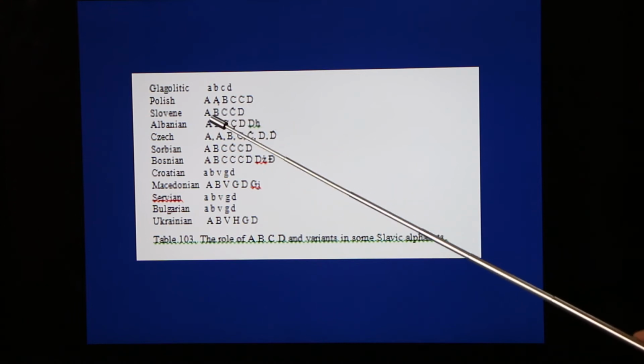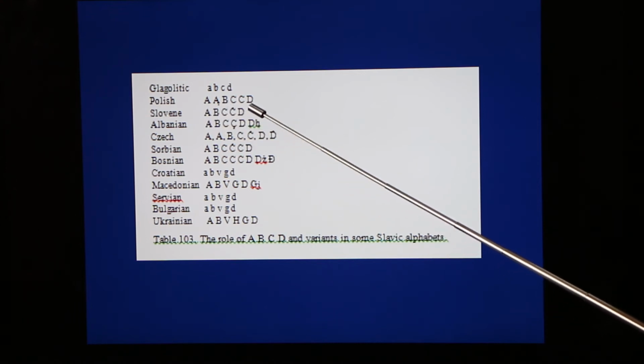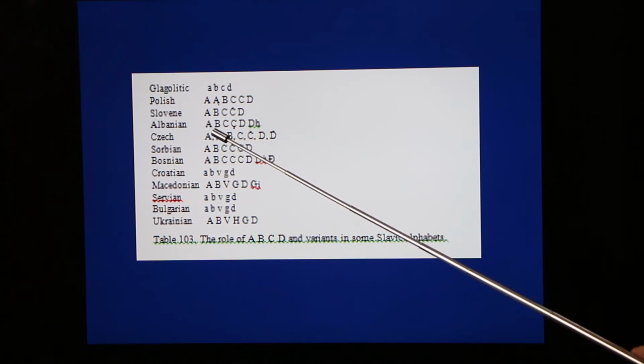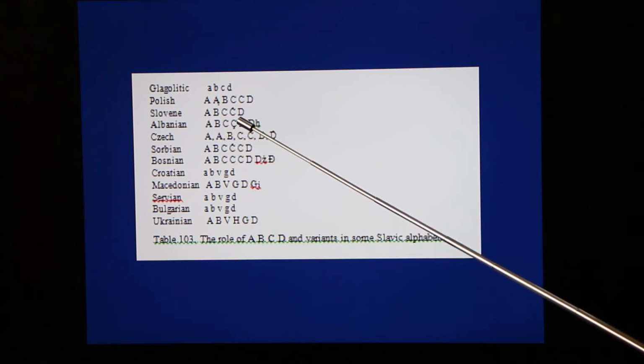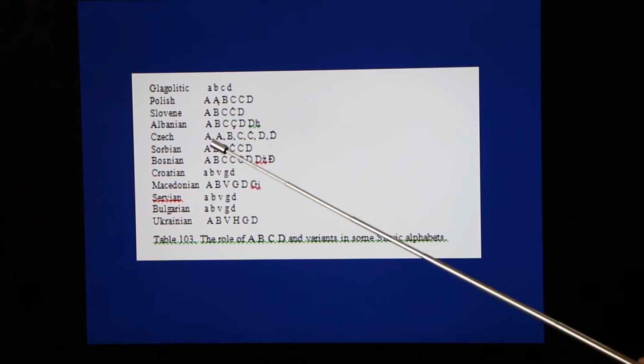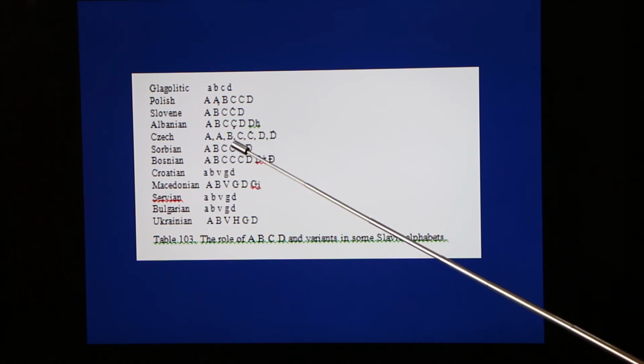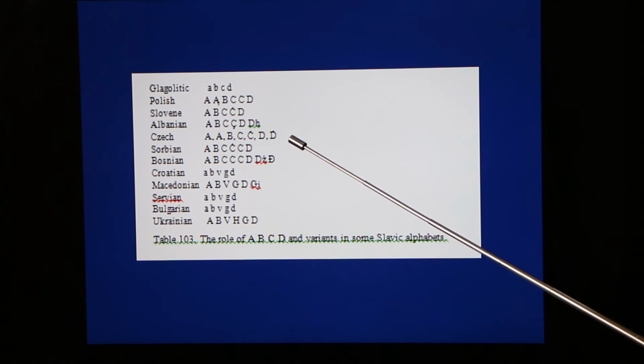In Polish, I have 2 A's, 1 B, 2 C's, and 1 D. In Slovene, I have 1 A, 1 B, 2 C's, and a D. In Czech, I have 2 A's, 1 B, 2 C's, and 2 D's. So the same basic sequence, but the number of versions of the letter varies tremendously. I'll come back to that in a minute.